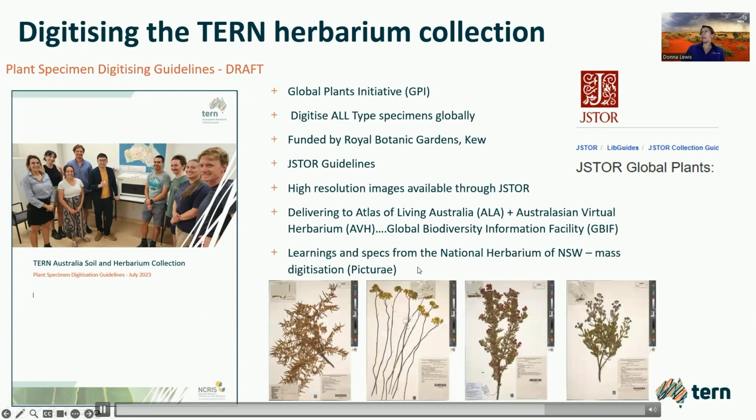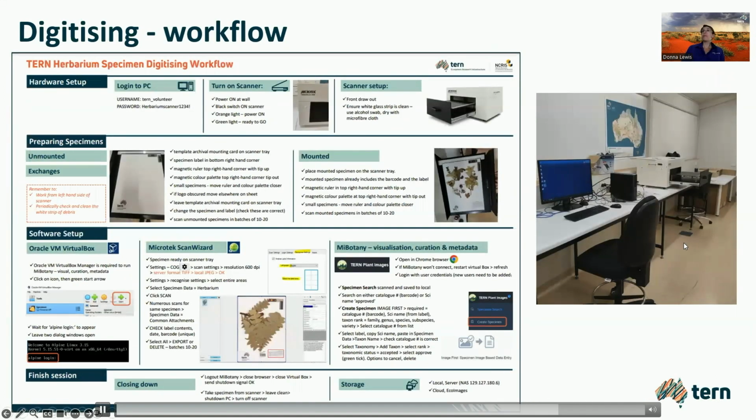We've also tapped into learnings and specs from the National Herbarium of New South Wales. So we've used some of their specs as well as following the JSTIL guidelines, which are now captured in our guidelines. We've also developed a workflow for digitising the collection. So really easy, setting up the hardware, preparing the specimens, and then using the software, MyBotany and the Scan Wizard.